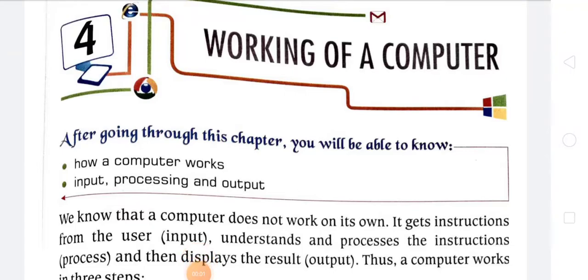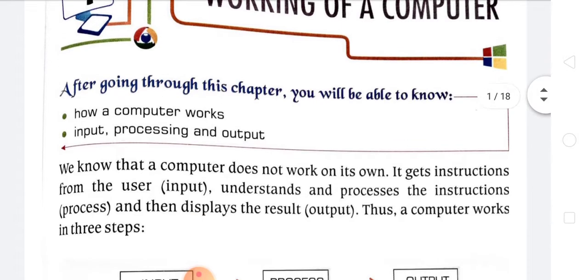Classes of Deepal School. Today we are going to discuss the chapter Working of a Computer. This is chapter number 4 of Standard 2 Decoding Computer Science book. In this chapter we are going to see how a computer works and about the input, processing and output processes of a computer. We all know that a computer does not work on its own.